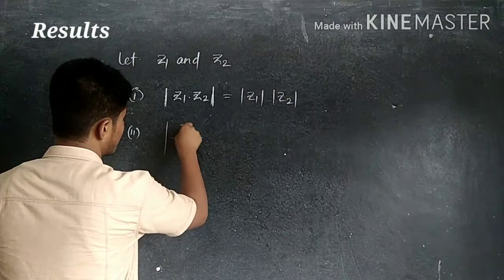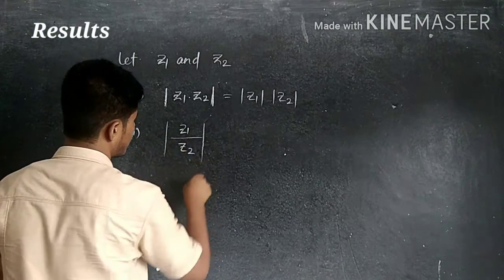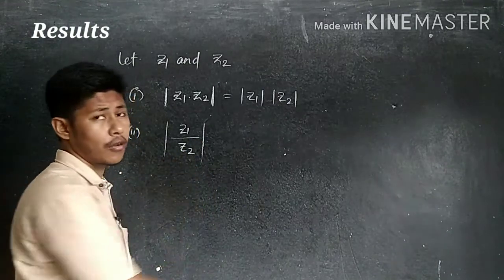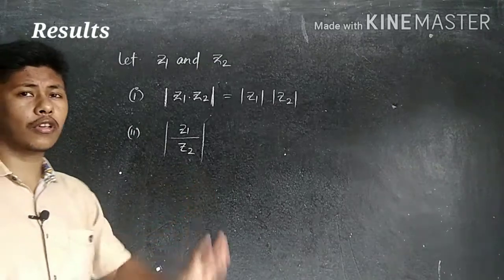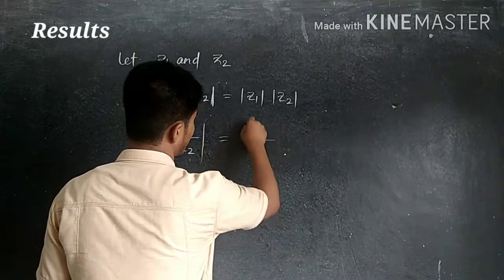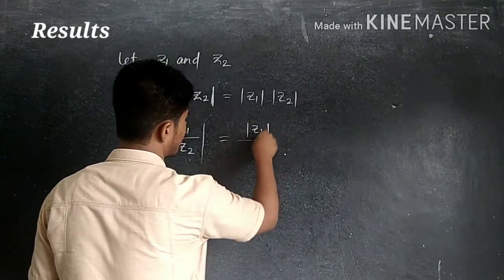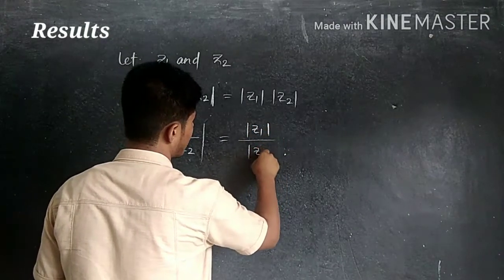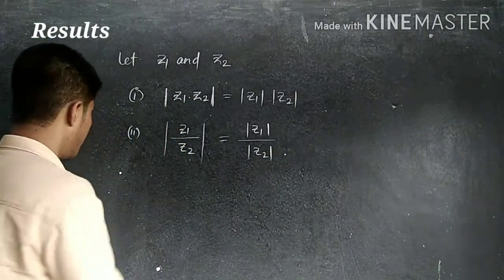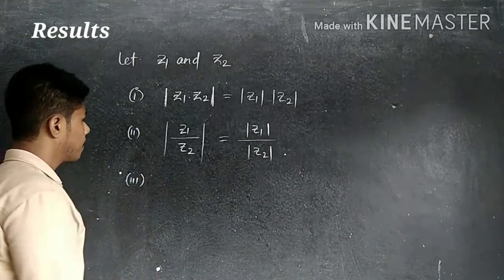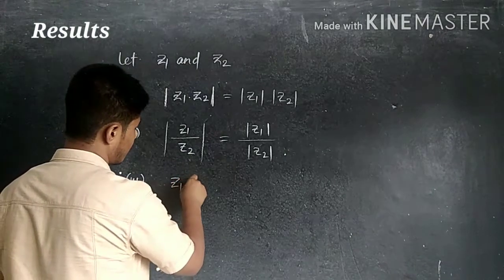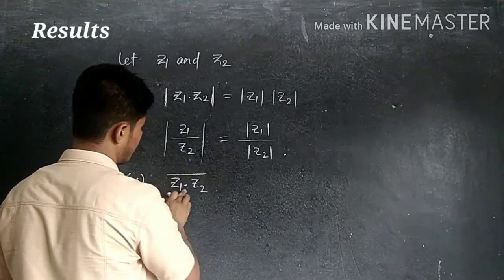Is it clear? So here another formula for modulus is for division. Suppose we get Z1 by Z2. If we get Z1 by Z2 here, remember modulus of Z2 is not equal to 0. If it were 0 it would not work, so Z2 must not be 0. So modulus of Z1 by Z2, we can easily separate into two parts: modulus of Z1 and modulus of Z2. Is it clear? So in this way also we can write. Now the third one is in case of conjugate.